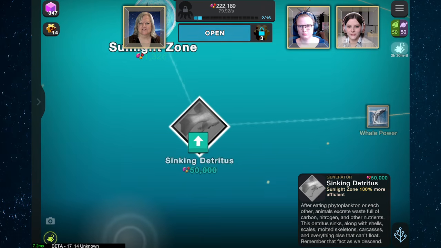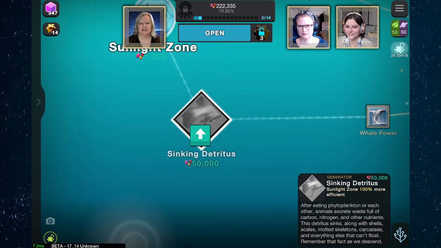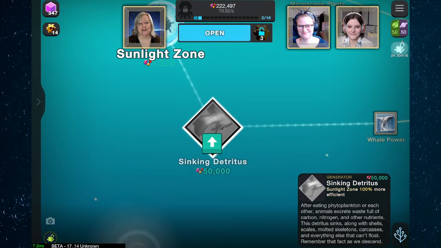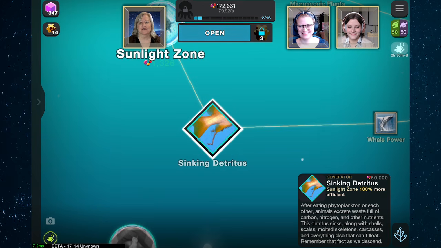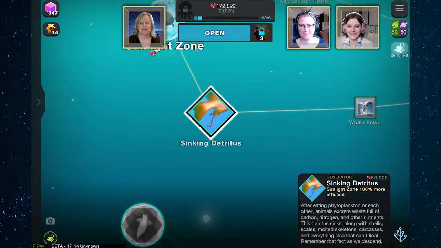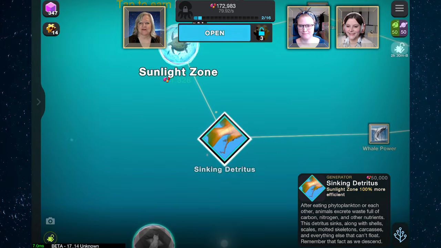Speaking of the trophy node, there it is, the sinking detritus. That's how you say that word. All of us had to learn how to pronounce that word, detritus. Let's read that tooltip, because I think that's kind of a key point in this game.